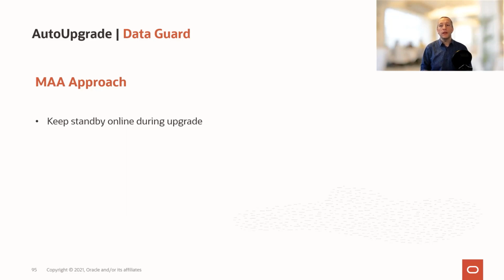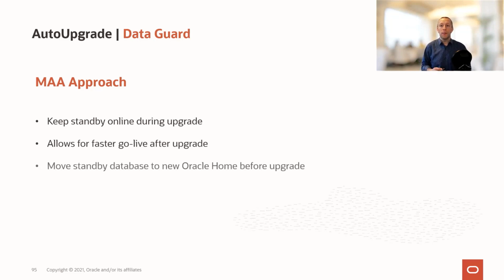This means that they recommend that you keep the standby database online during upgrade so that you can go live faster after the upgrade. In order to do this, you have to start the standby database in the new Oracle home before you do the upgrade. And you keep redo transport on and you keep redo apply on during the upgrade so the standby database is always fully in sync and you don't have to wait after the upgrade for the standby database to catch up. Whichever method you prefer, I would say is a matter of personal preference. Each method is good and fully supported.